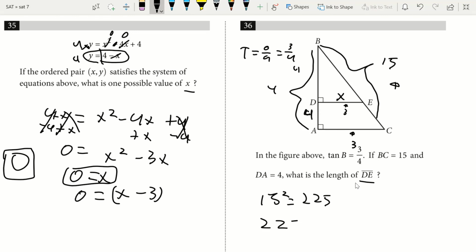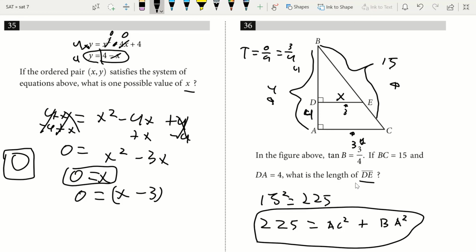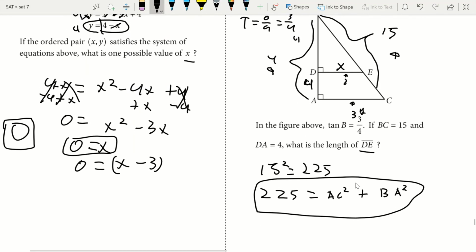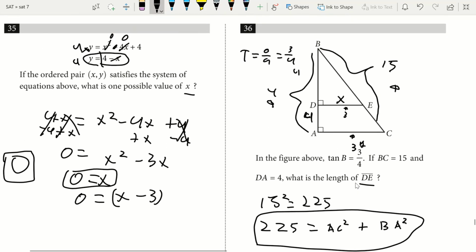So I know that 225 then has to equal my AC squared plus my BA squared. But I also know that BA is going to be like 4, right? And then AC is going to have to be that 3 in my ratio, right? So I'm looking for something that is going to give us this, but also that will have my A to C be a 3, where my A to B is going to be 4, right? So I'm just looking for different ratios like this squared that'll give me 225.